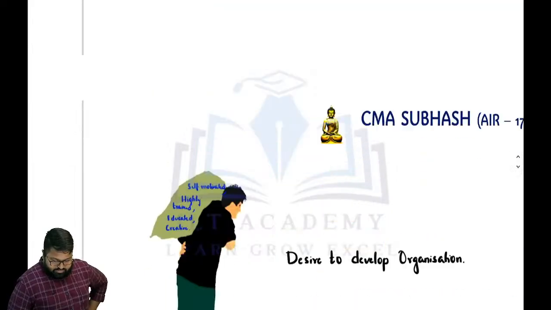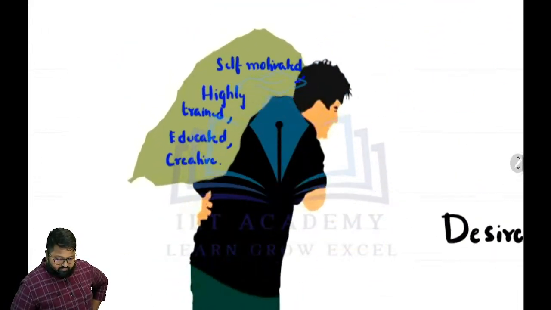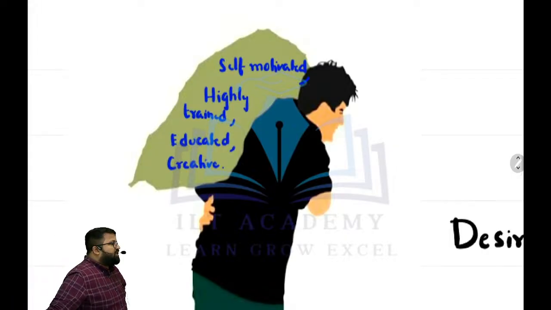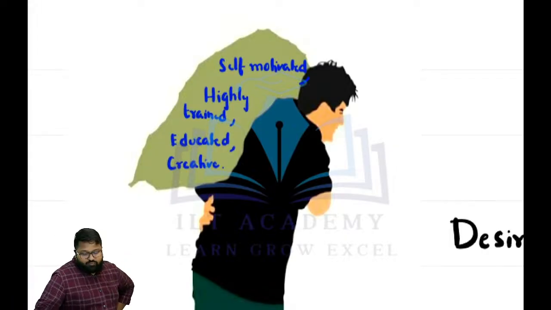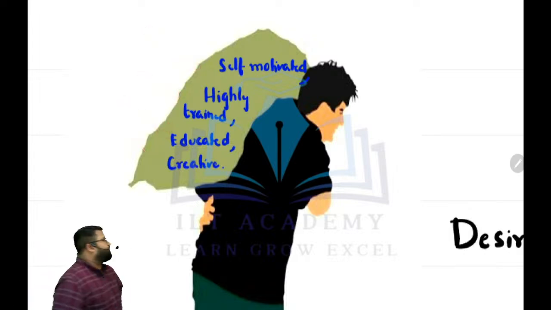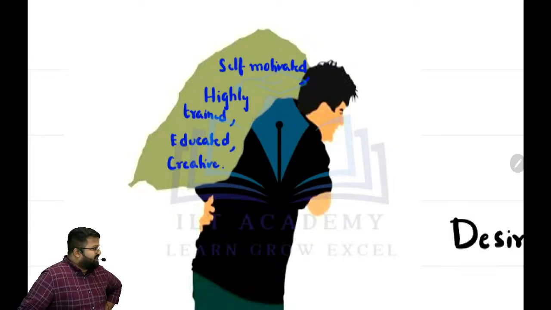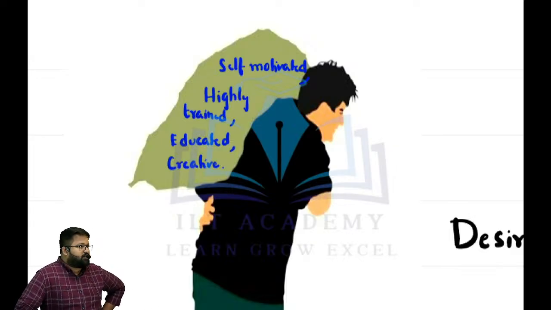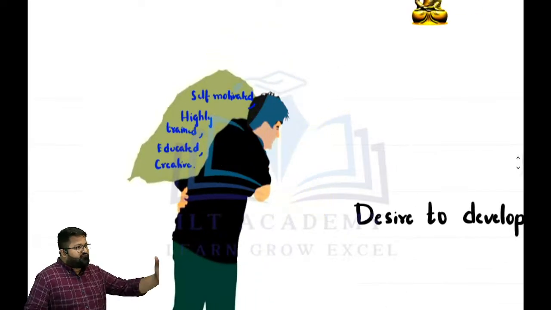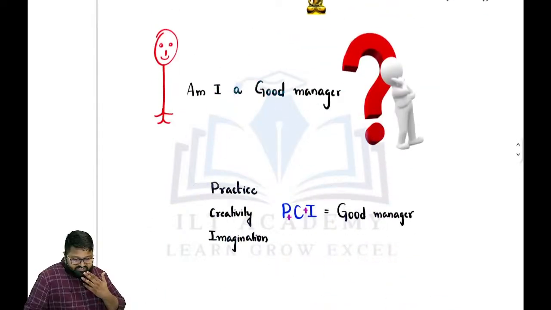Okay. Next, what is required, ma? A few things to become a best manager. Under that you write, ma: self-motivated, highly trained, educated, and creative. What are those attributes required for becoming a good or better manager? Under the art itself, you are having the points. Okay, the art part is still continuing there, ma.